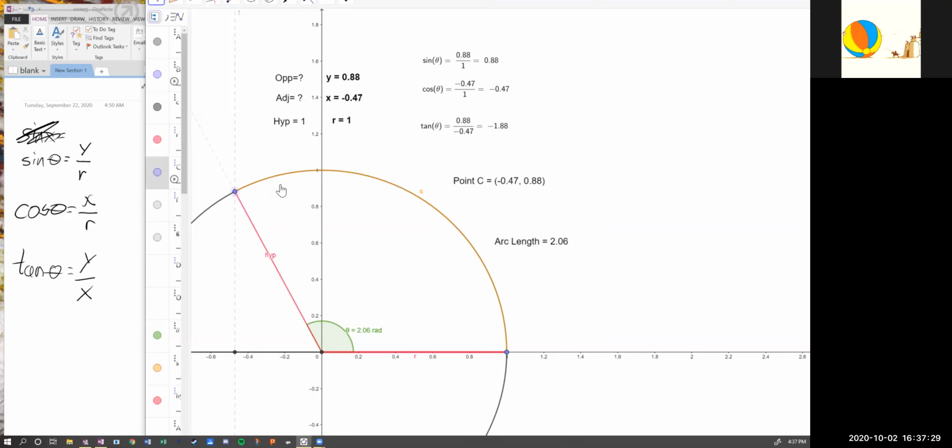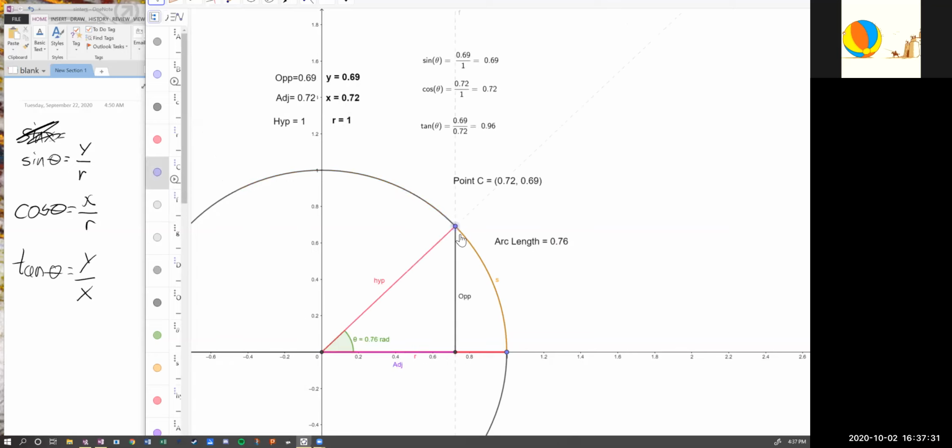But the handy thing, again, about that unit circle, that circle of radius 1, is that the arc length is equal to the radian measure of the angle, because the radius is 1. Okay, so that's neat. Might not be the most surprising thing in the world, but that's neat. But also notice something else.